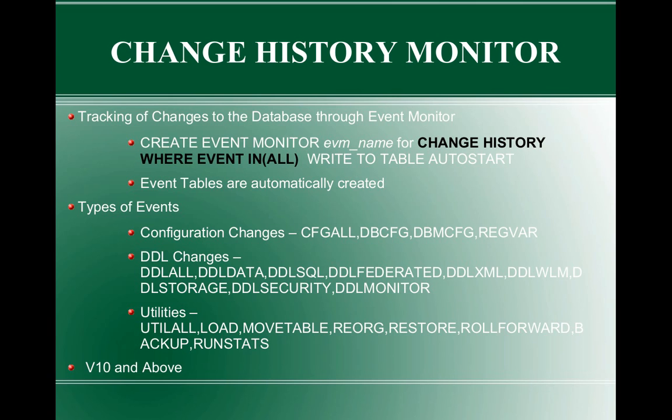So when I say configuration changes, it can be DBCFG, which is the database configuration file, or DBMCFG, which is the instance configuration file, or regvar, which means the registry variables. All these three kinds of changes, whatever configuration changes are happening in the database or in the instance or through registry variables, can be tracked via this event monitor through the parameters. When I say event in, I can either say DBMCFG or DBCFG or regvar, or I can give a single keyword CFG all for tracking all the changes. Instead of saying DBCFG, DBMCFG, regvar, I can say it in a single word, CFG all.